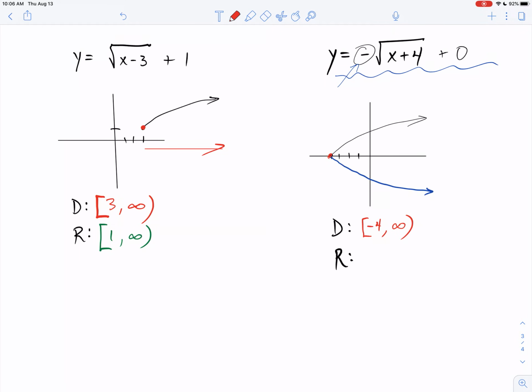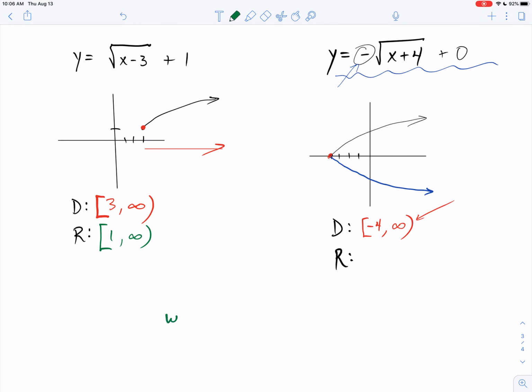Notice whenever I write infinity, I never put a bracket on it. Mom always said, never put a bracket on infinity. It's true. That's why she said that all those years. Now, let's do the range. Range is going to mess you up. So let me do it wrong the first time, and explain why it's wrong.